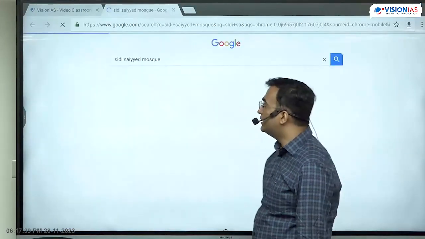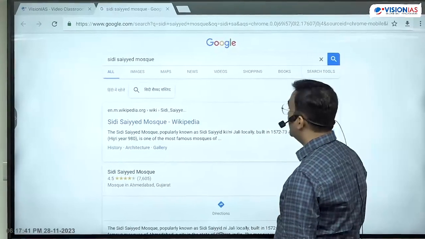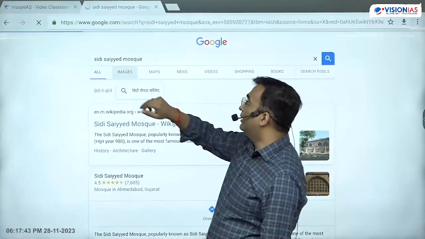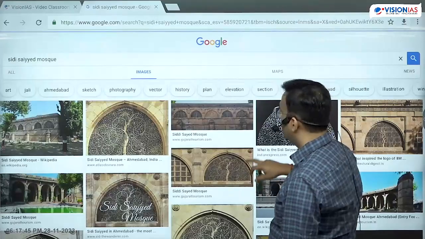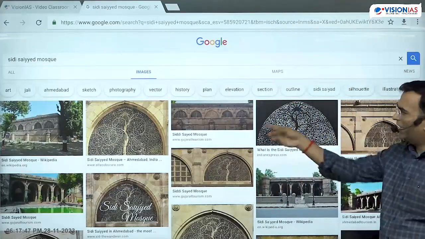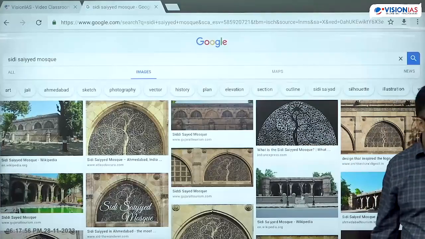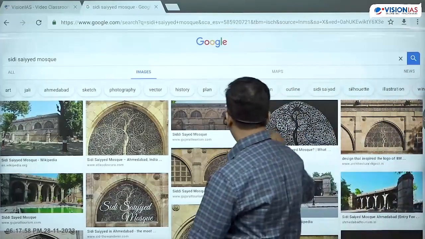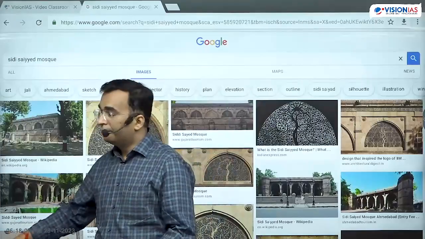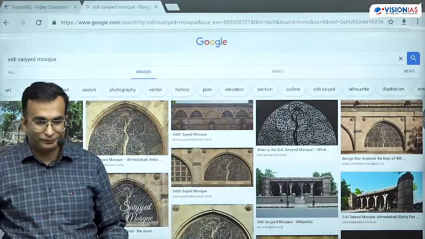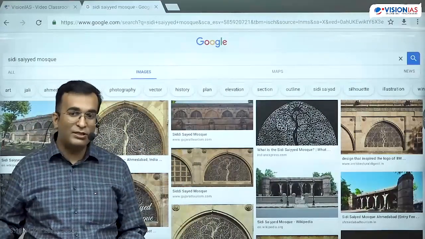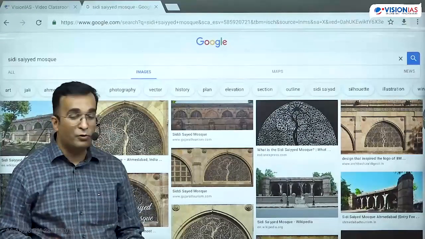And you can see this jali. This is actually one of the iconic jalis of India, and in many places this is represented. So this is the Sidi Sayyid Mosque jali in Ahmedabad, and in fact it is also the logo of the IIM Ahmedabad. Got it? The images I brought do not include this one, so I have shown you here.